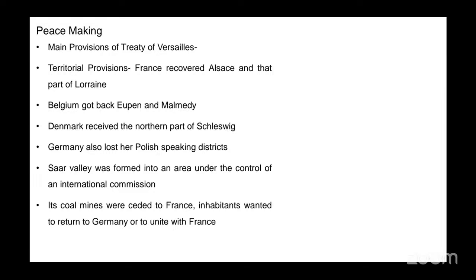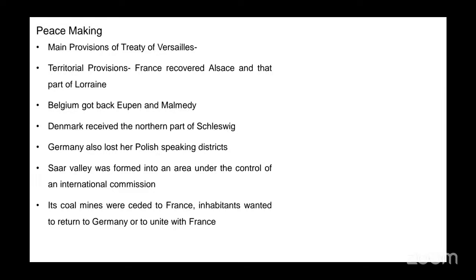In the territorial provisions, the first thing is France was given back Alsace and Lorraine, which was rich in iron ore. So that was Alsace, part of Lorraine, and it was given back to France. Then Belgium got back Eupen and Malmedy. Then Denmark received northern Schleswig. Also, Germany lost many of its Polish-speaking districts and Polish-controlled territories, so they were given back to Poland.